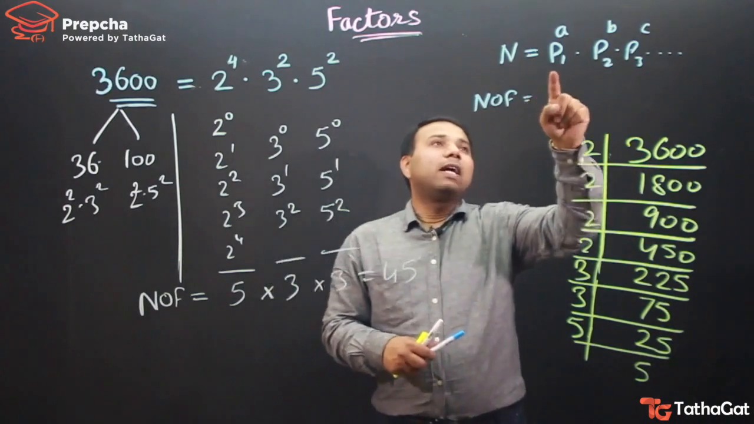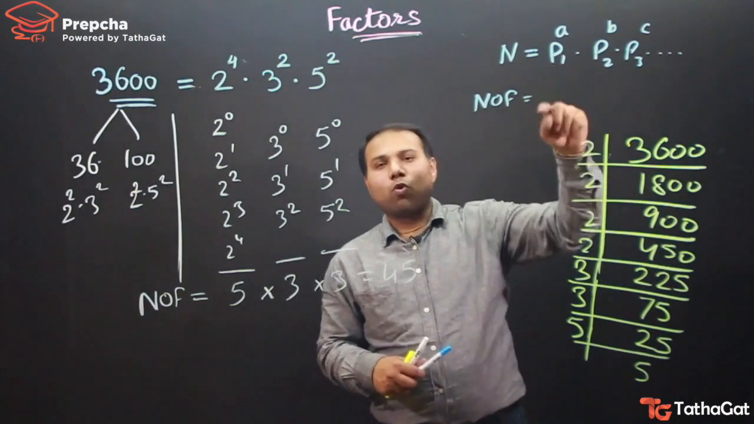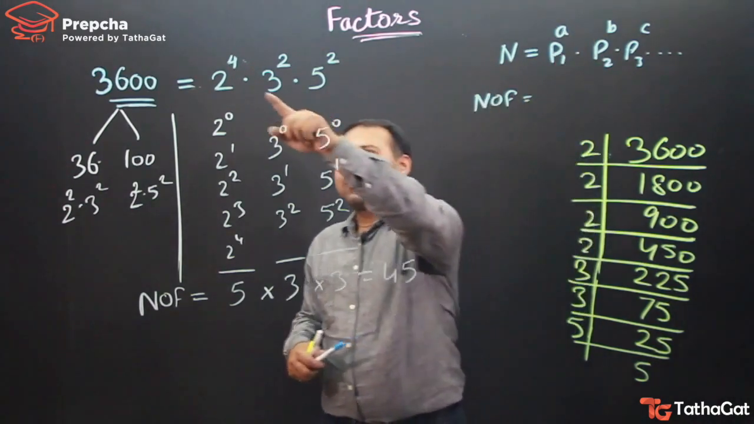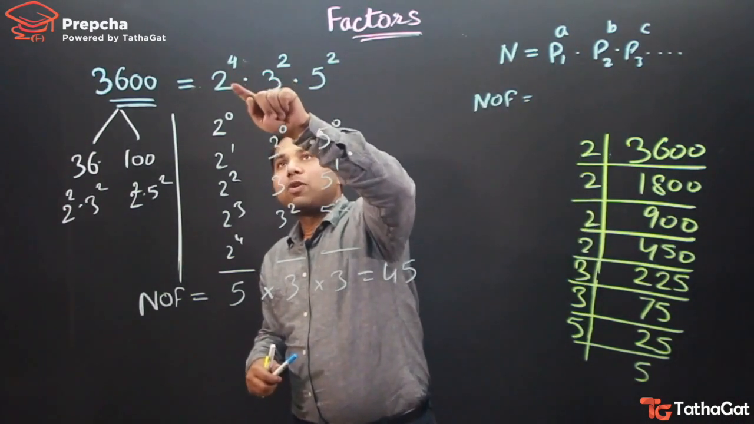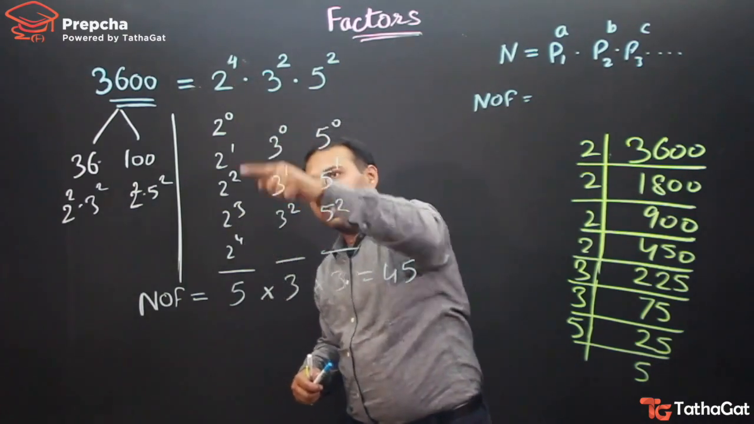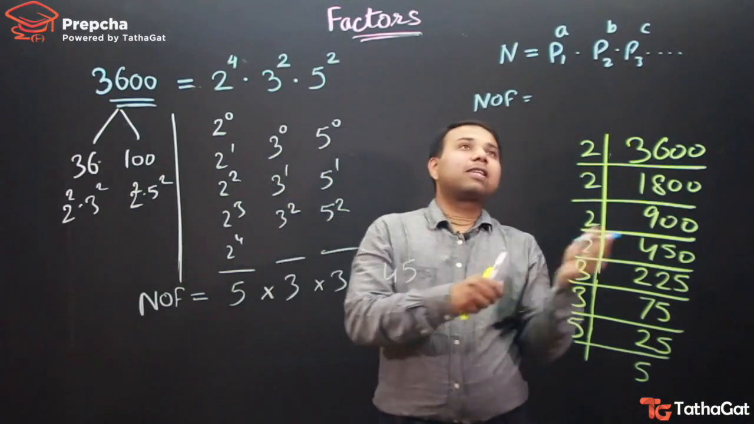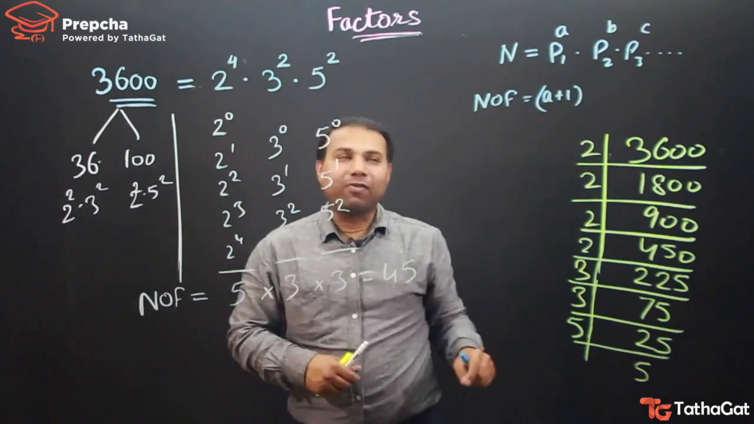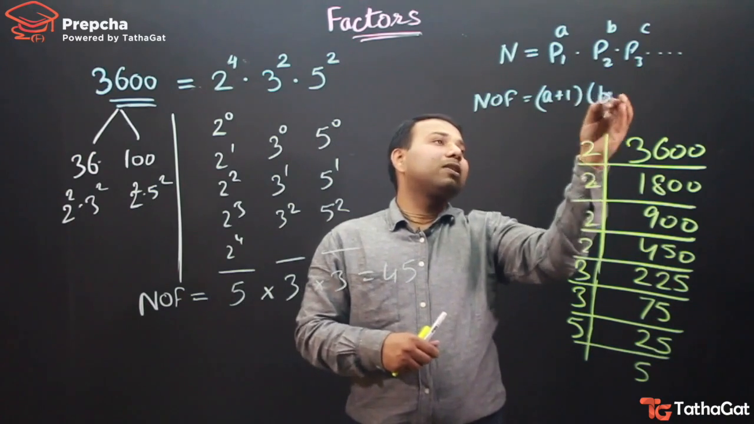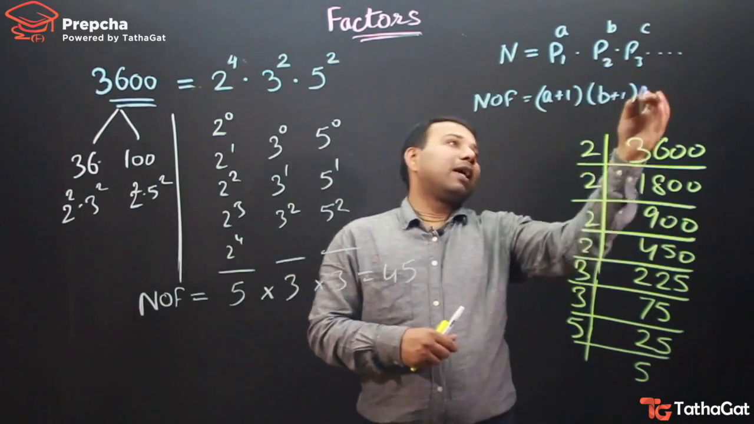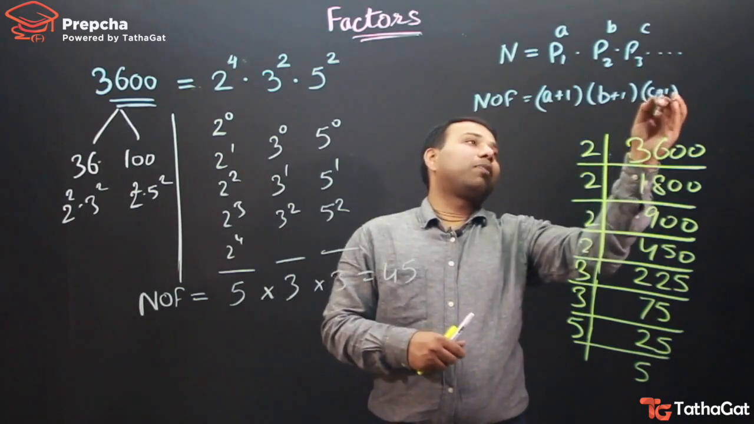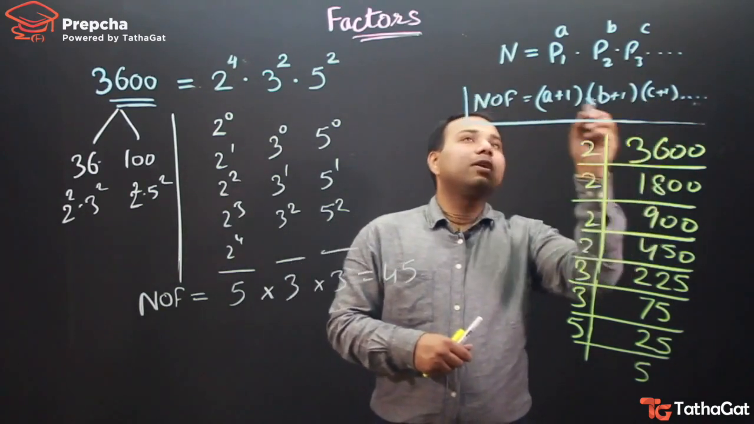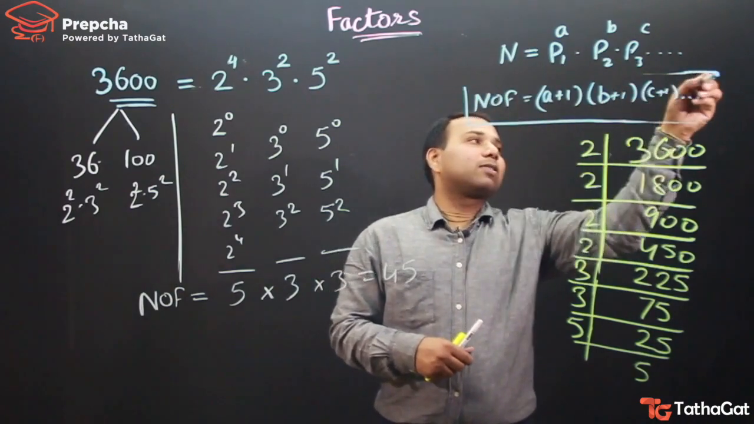So for P1, I can have P1 power 0, 1, 2 up to A. So there will be a total of how many cases? A plus 1. Just like here, it was 2 raised to the power 4. So from 2 power 0 to 2 power 4, I had a total of 5 cases. Similarly, in this case, I'm going to have A plus 1 ways to select a power of P1, B plus 1 ways to select a power of P2, and C plus 1 ways to select a power of P3, and so on. So this becomes our general formula to calculate the number of factors of a number.